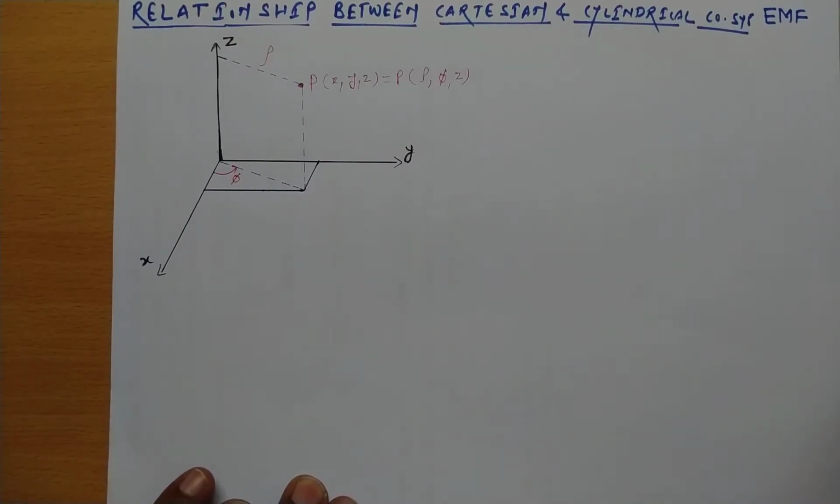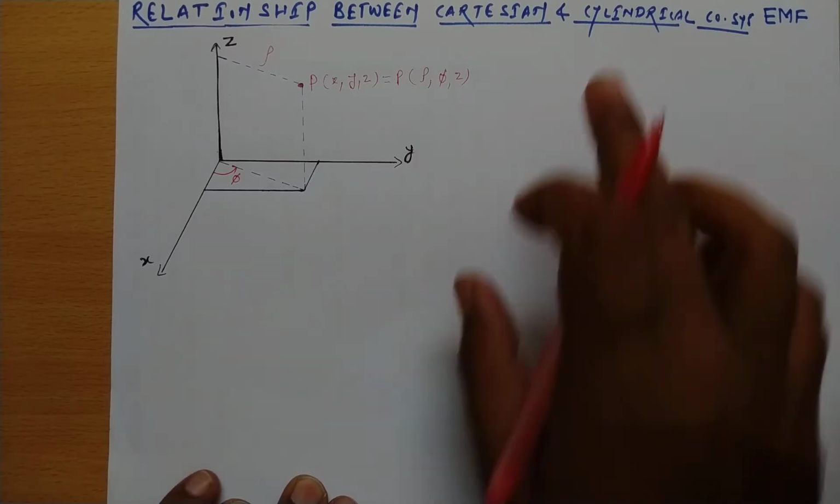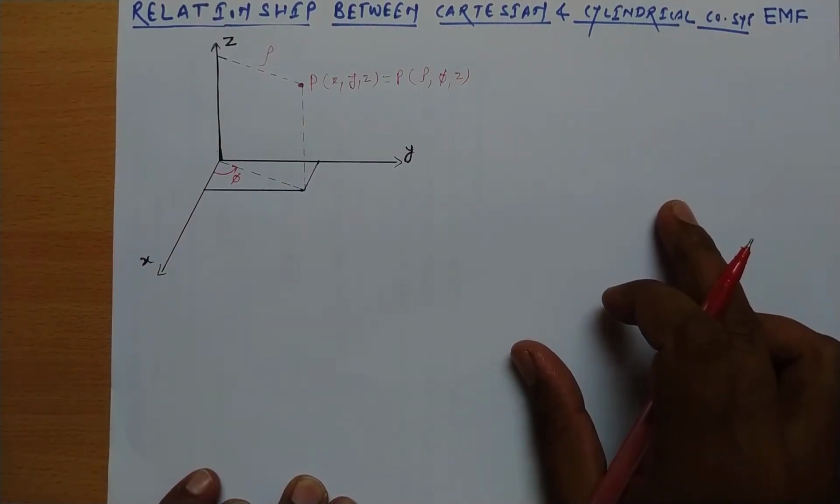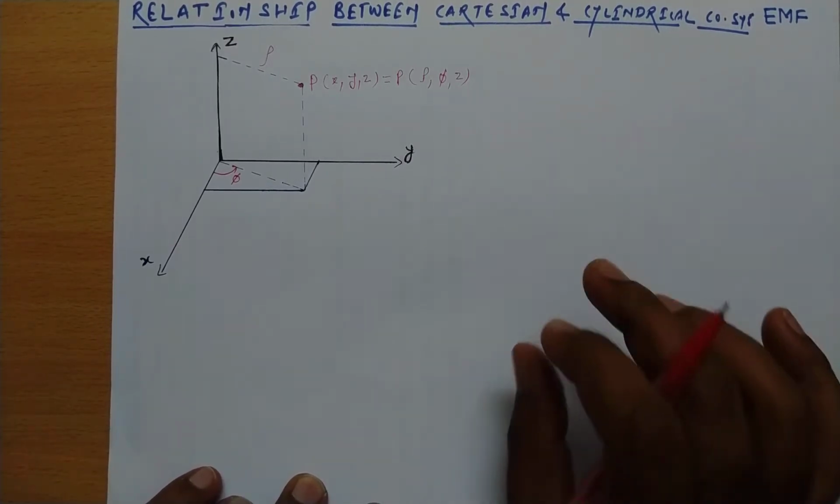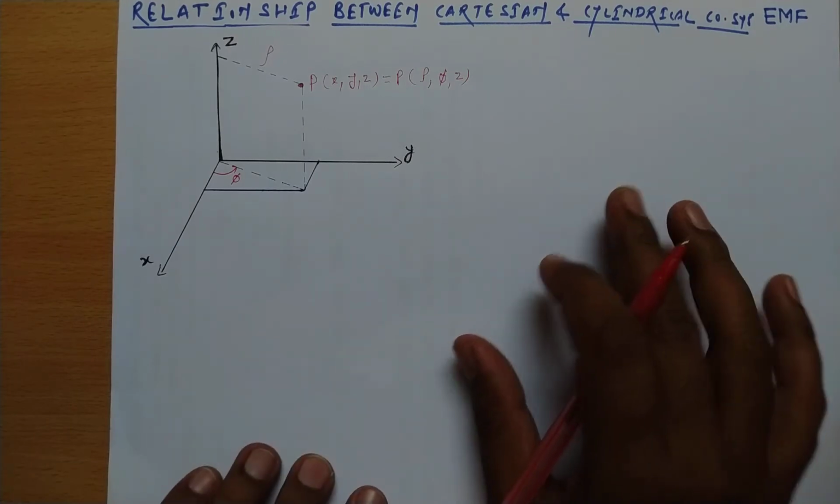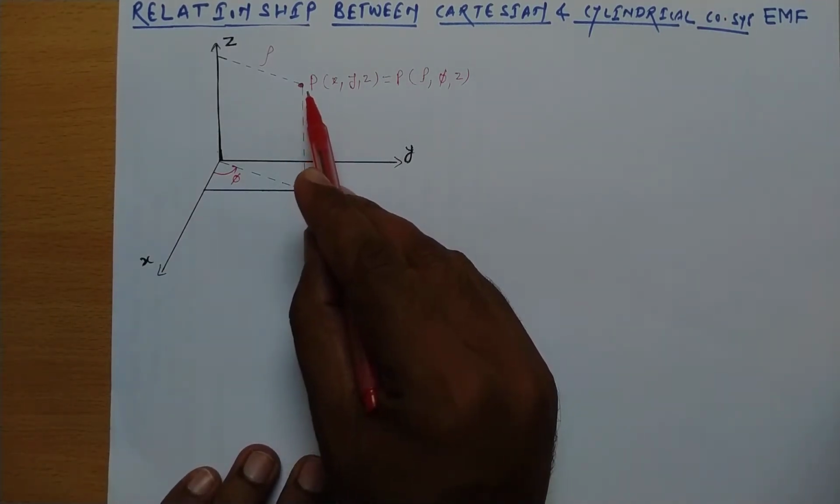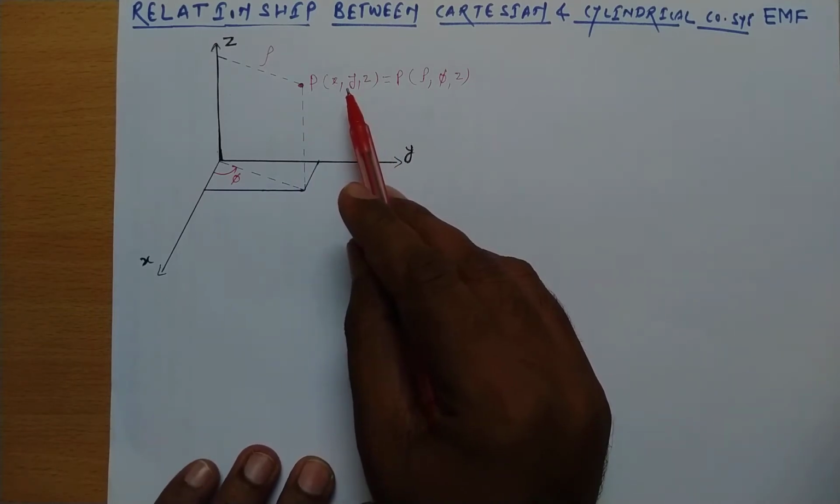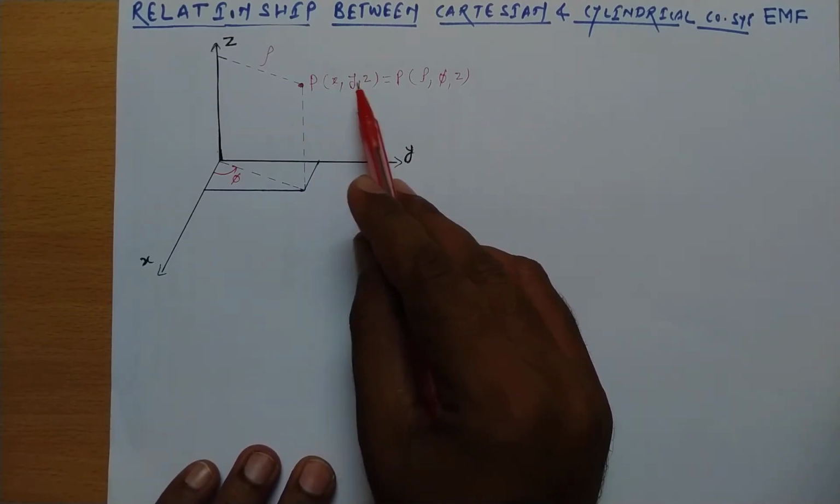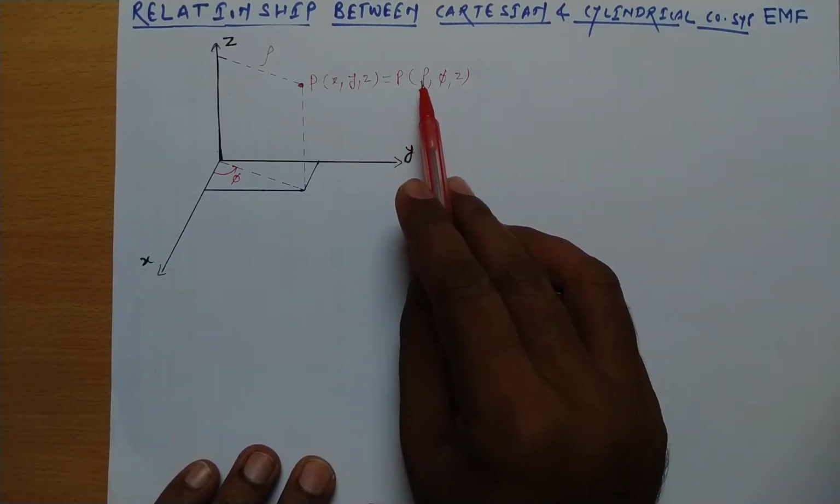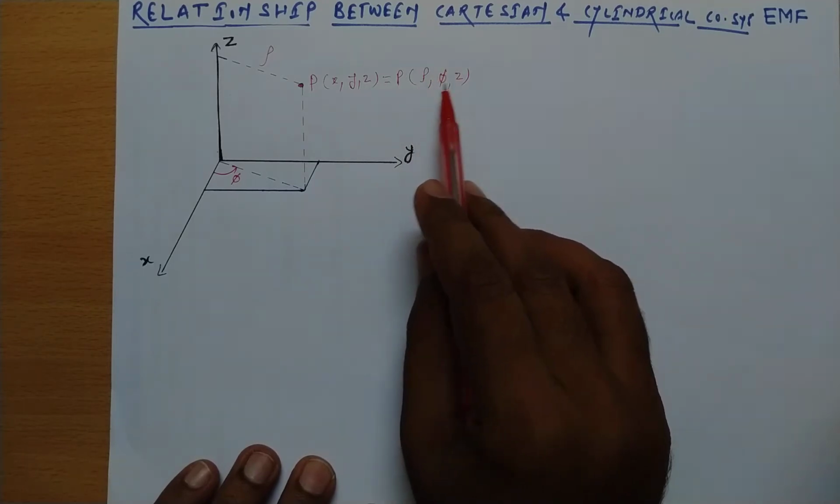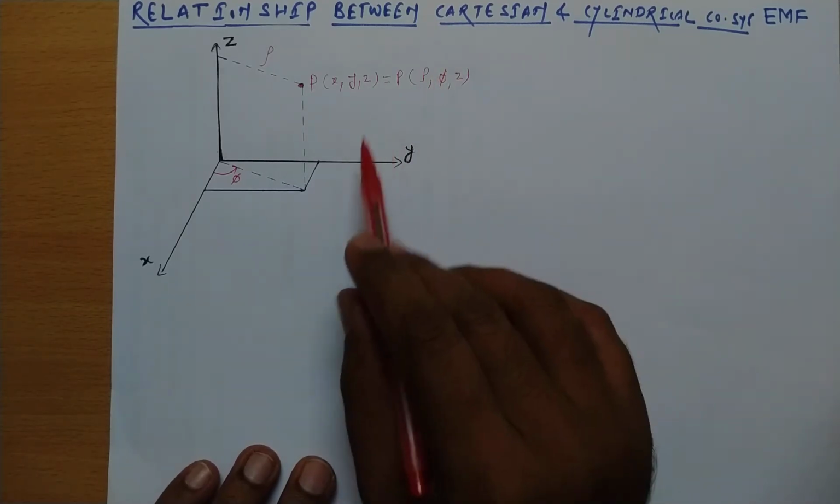Hello everyone. In today's video we will look at the relationship between the Cartesian and cylindrical coordinate systems. Previously we had discussed the analysis of the cylindrical coordinate system. Now for this topic we will consider a point P whose Cartesian coordinates are given as x, y and z, and this point P has the cylindrical coordinates rho, phi and z.